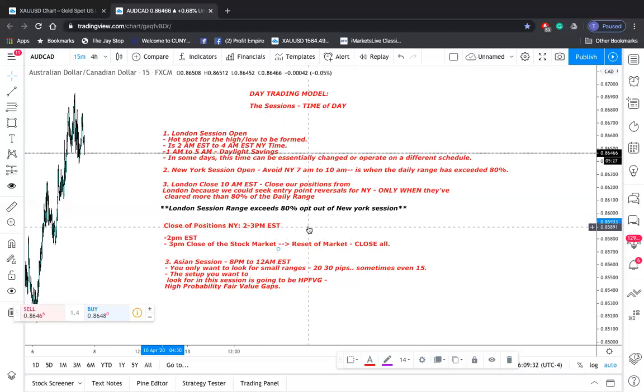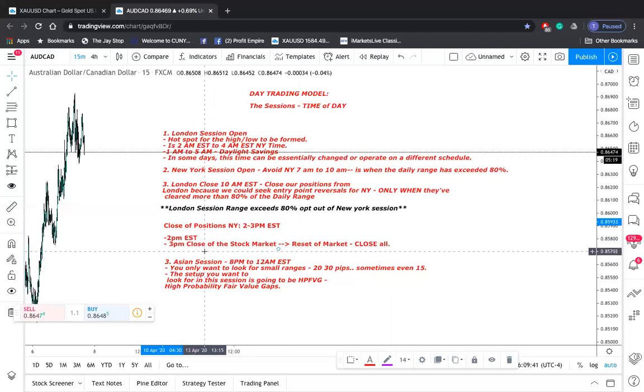You want to close all your positions by 2 to 3 p.m. Eastern. 2 p.m. Eastern because that's when the range is filled, and 3 p.m. most definitely because that's the close of the stock market. And this is when the market's going to start resetting up until Asia.